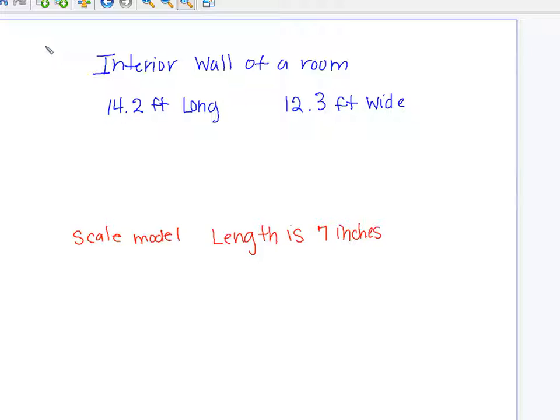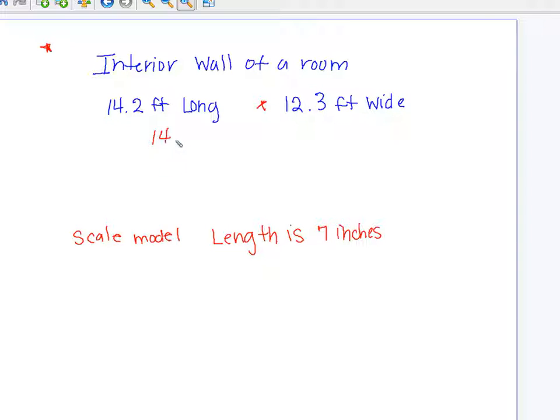Okay, here's a problem-solving problem that they'll see again. It says an interior wall of a room is 14.2 feet long, and the width is 12.3. They have scaled it down and made a smaller model, and the length is going to be 7 inches. And they are wondering what is going to be the width. So you can set it up like a proportion.